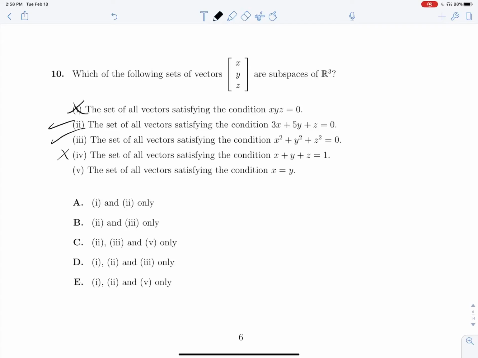What about 5, the set of all vectors satisfying the condition x equals y? Well, that's a line that passes through the origin. If you take any point on that line, add it to another point on that line, you'll stay in that line. And also, if you multiply by any scalar multiple, this thing doesn't care. It goes on to infinity, and so it is also a subspace of R3, and so our answer is C.